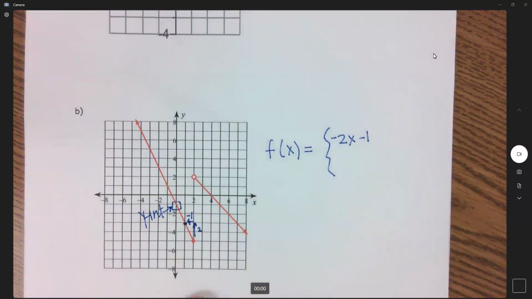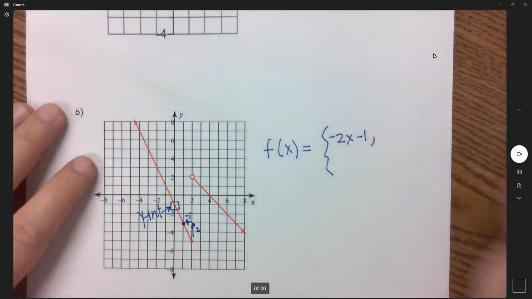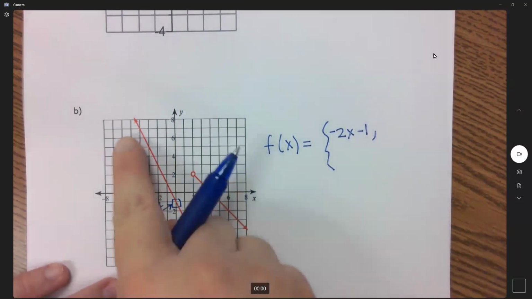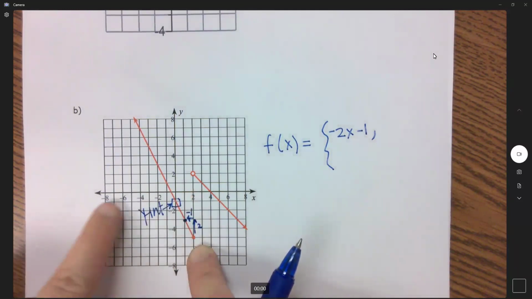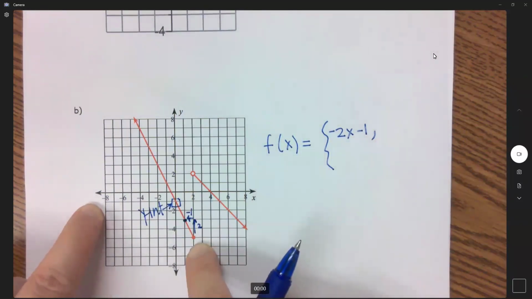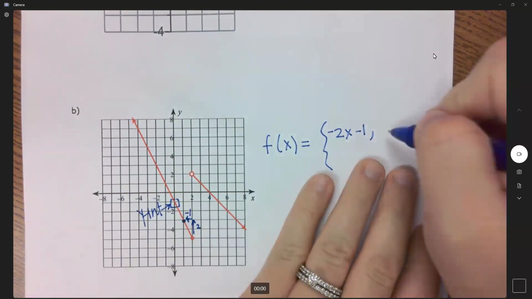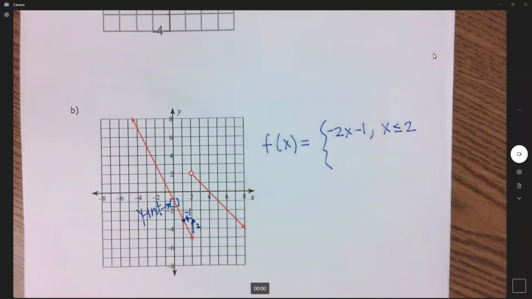Okay, so now this line here. And then where is it happening from? This one goes to infinity and ends at 2. So we're talking about every number that is less than 2, and because it's a solid circle, or equals 2. So when x is less than or equal to 2.